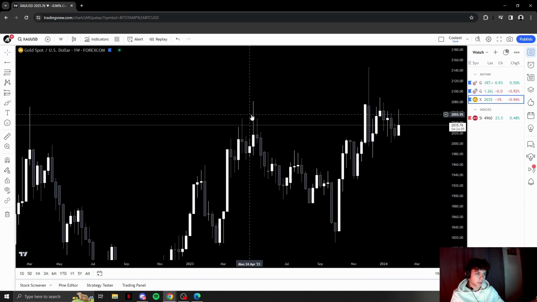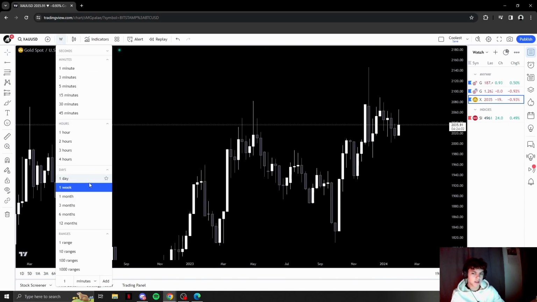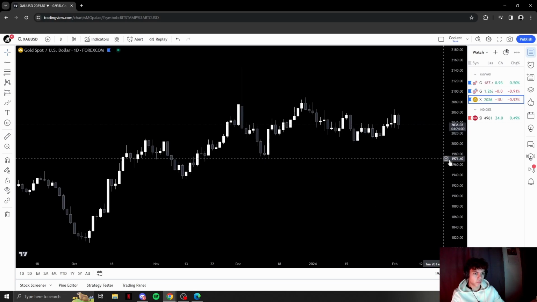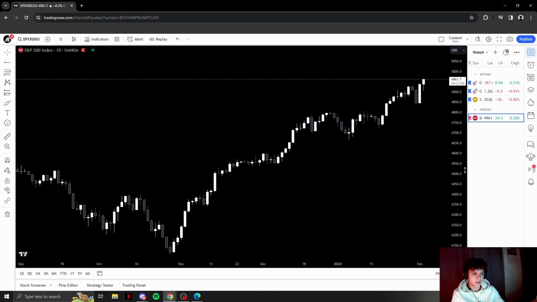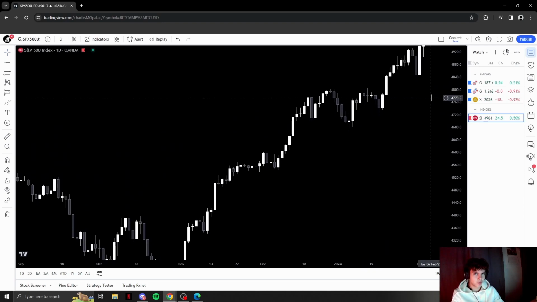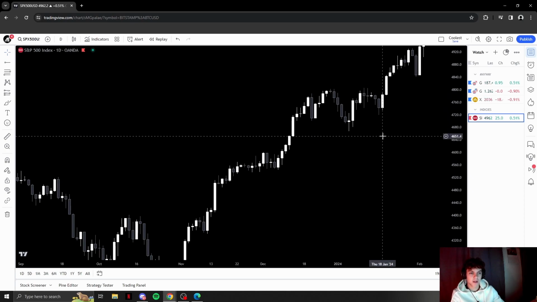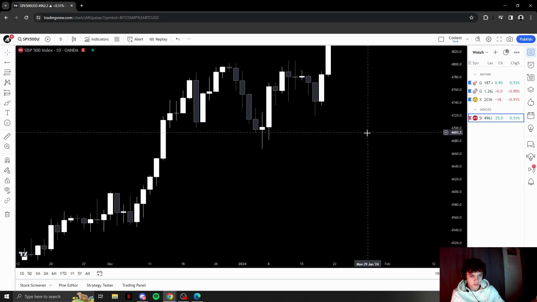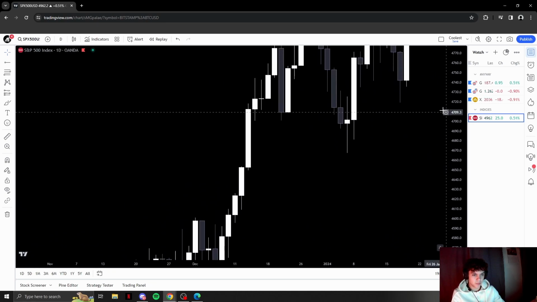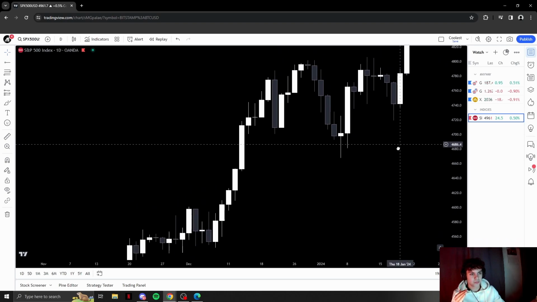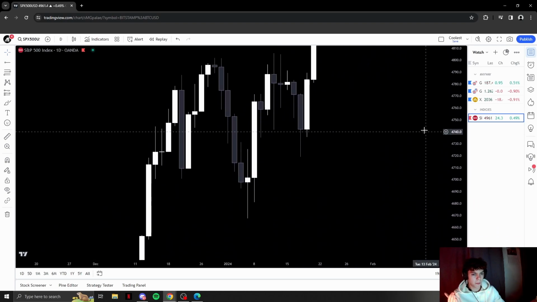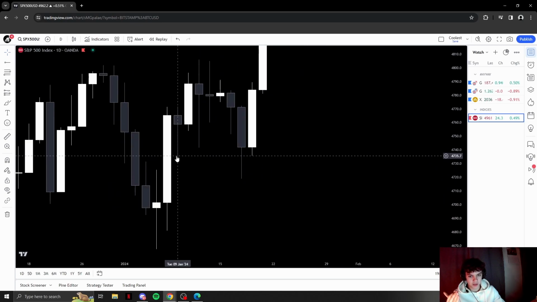Then let's go to daily time frame. This is also liquidity in every high and every low because it's a higher time frame. Let's go to S&P. Liquidity sweeps and liquidity can be found in every pair, every time frame. But still, higher time frames hold more power always. This is liquidity.